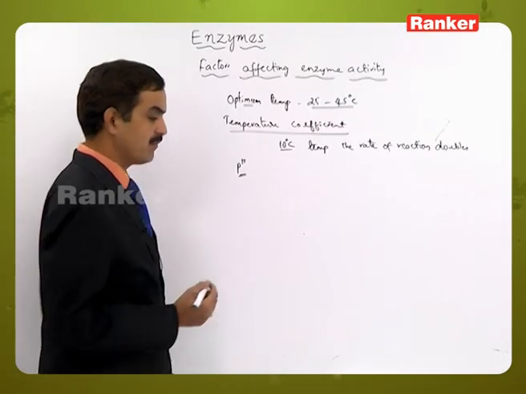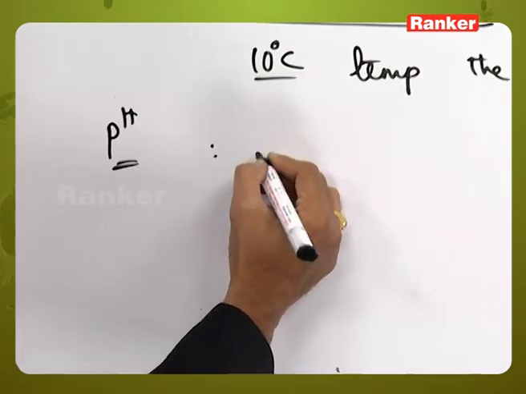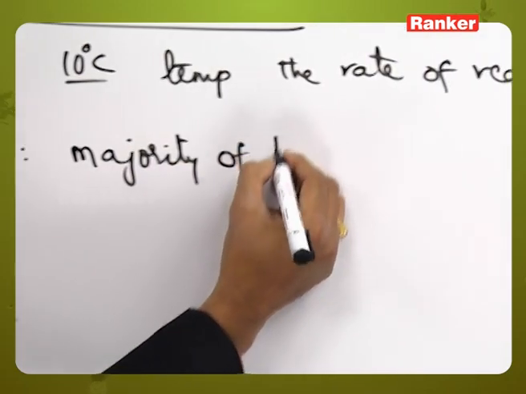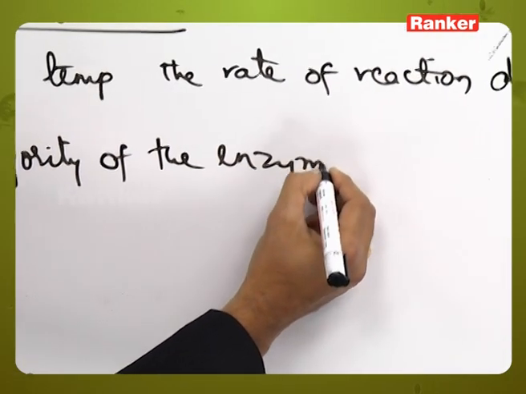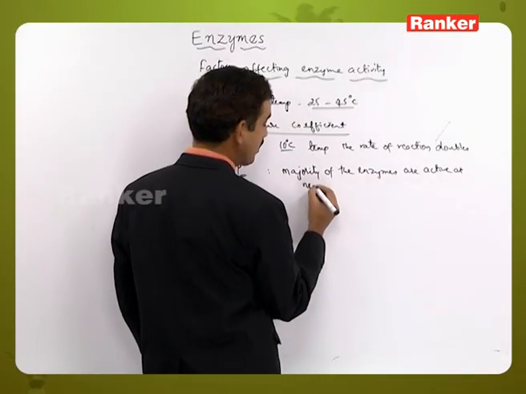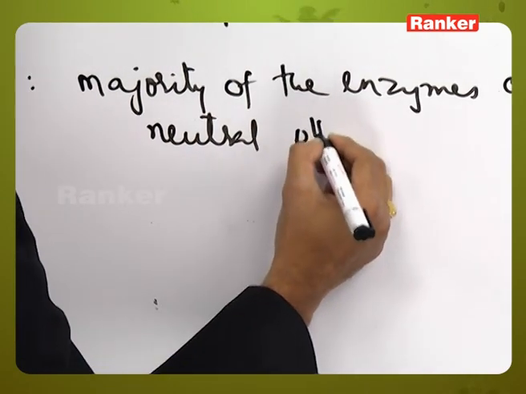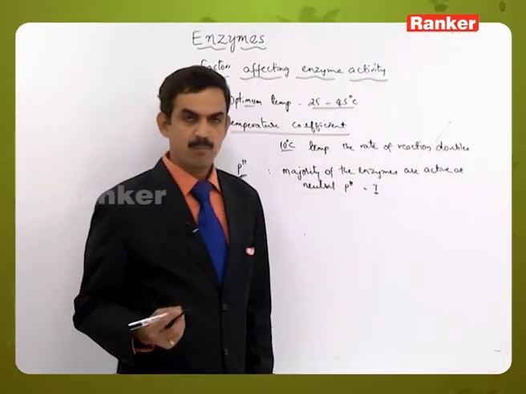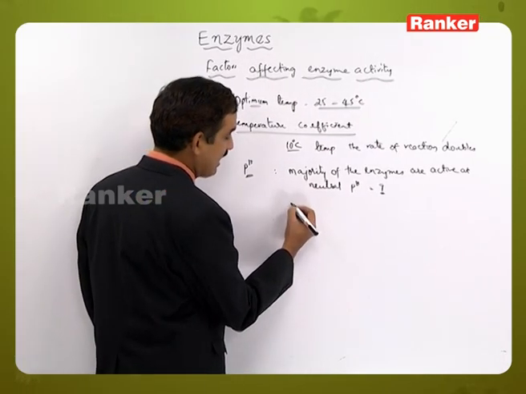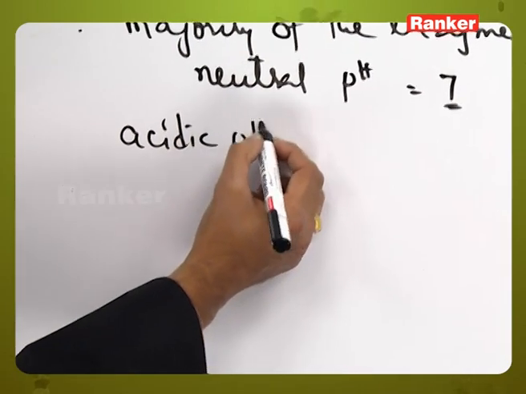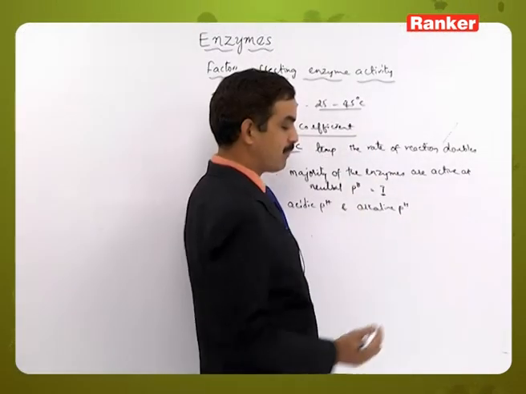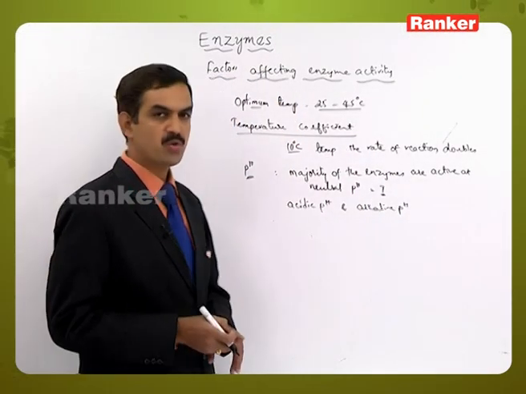Then pH. Here the majority of the enzymes are active at neutral pH, that is 7, but depending upon their nature, some are active at acidic pH and some are active at alkaline pH also, but the majority of them are active at the neutral pH.